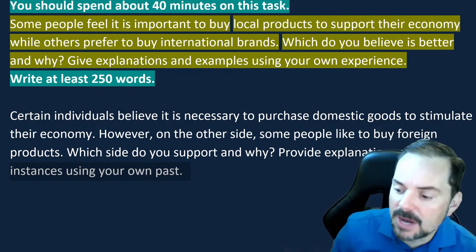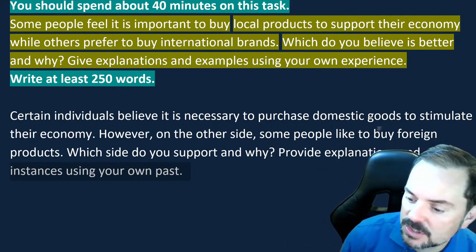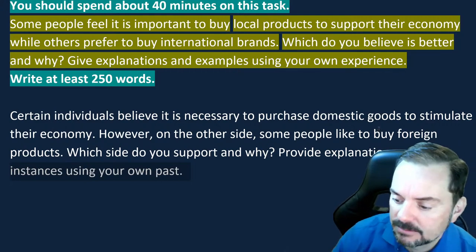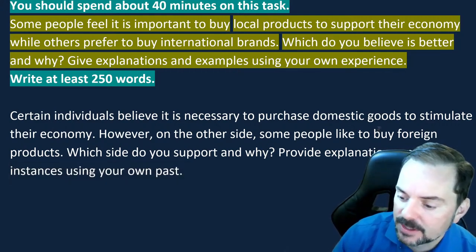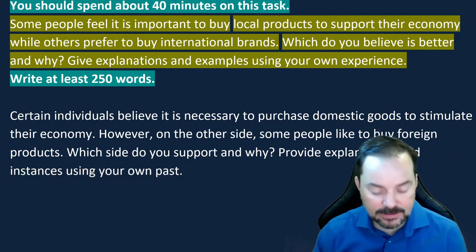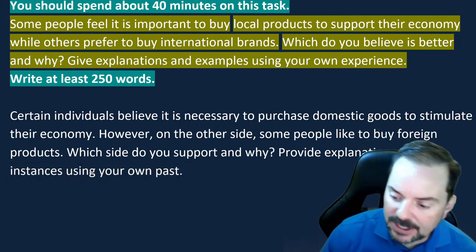Let me see. Mal is asking, in this type of question, must the student decide which side of the argument they stand on? Absolutely, Mal. That's what the question is asking. Okay, Money Deep, let's check out what you have here.